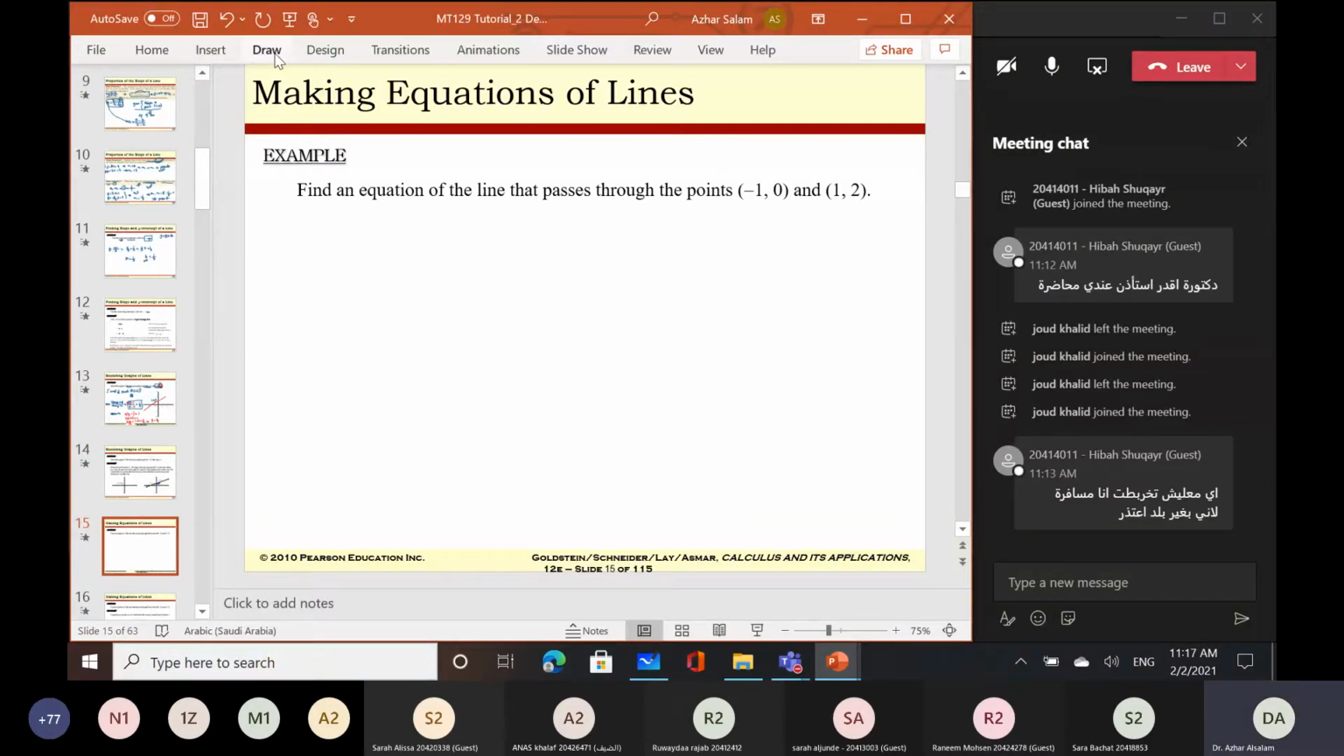Now find an equation. This is the most important application actually. Find an equation of the line that passes through points. I have 2 points. This is x1, y1, and this is x2, y2. Find the equation of the line. So I have to find y equals mx plus b. I need to find m. How to find m? Using the slope rule.